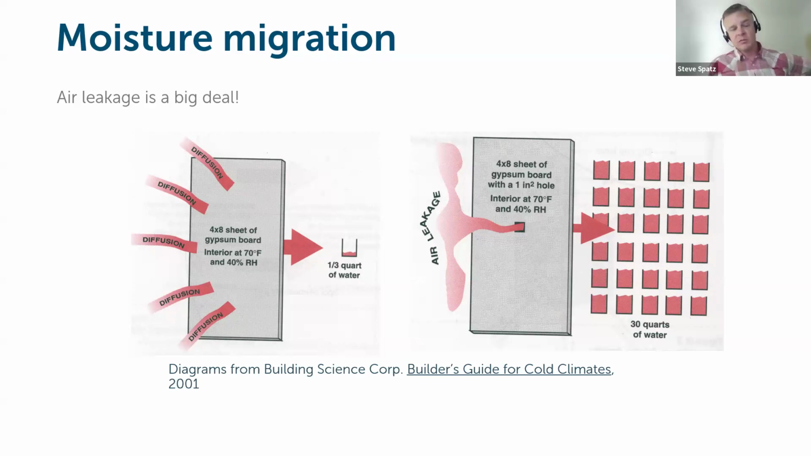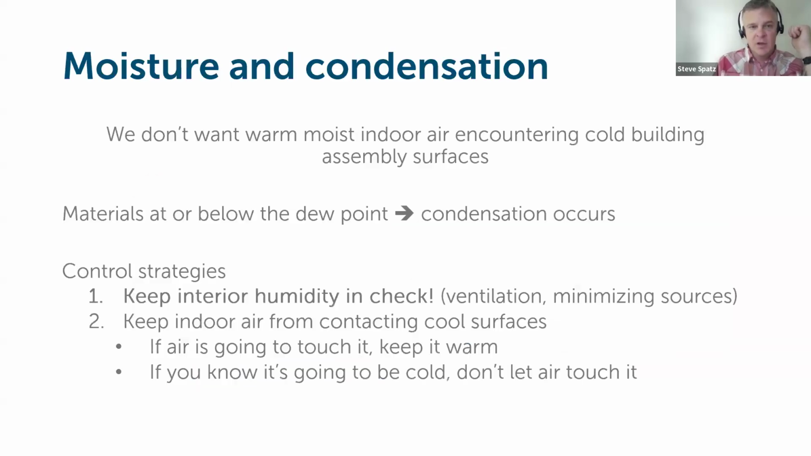But if a 1-inch hole was put through that sheet of drywall, and there was a pressure differential between inside and outside, up to 30 quarts of water can be moved into that assembly through that same 32 square feet of surface area when you introduce the potential for air movement to transport moisture vapor into building assemblies.